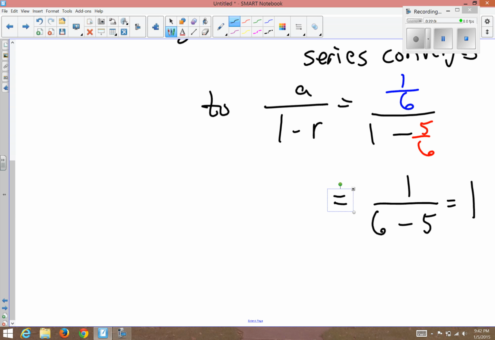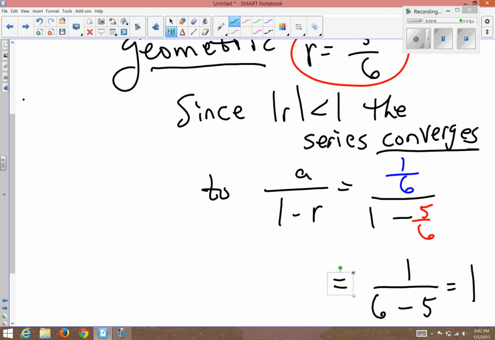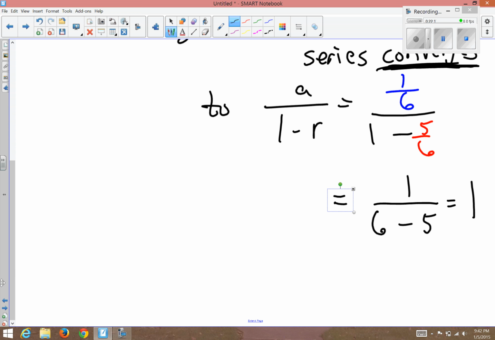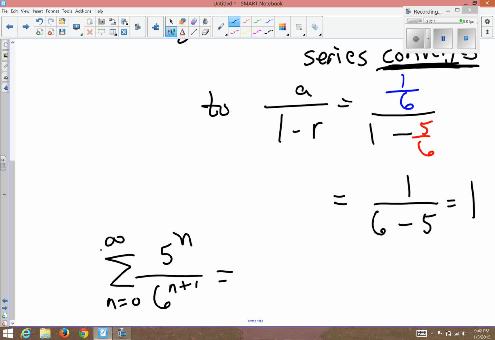So here's a summary. First of all, the word converges is part of the answer. It says tell whether the series converges or diverges, and it also says if it converges, find its sum. So summary, sigma 5 to the n over 6 to the n plus 1. N starts at 0 and goes forever. The sum of all these numbers, this infinite series, is 1.